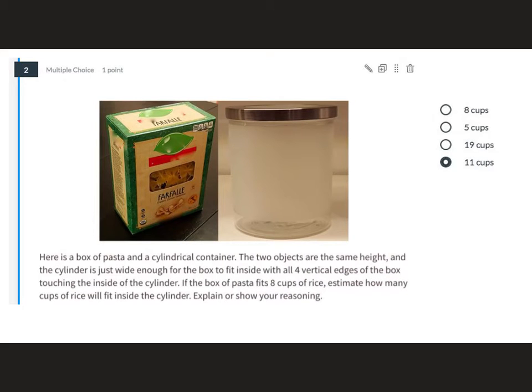All right, let's look at number 2. It says here a box of pasta, the cylinder, and a cylinder container. Two objects have the same height. The cylinder is just wide enough that you can take the box and put it in the cylinder. So I take the pasta box and I put it into the jar, if you want to think of it that way. And it's touching all sides. It says if the pasta box holds 8 cups of rice, so we have 8 cups of rice for the pasta box, estimate how much the cylinder will hold.